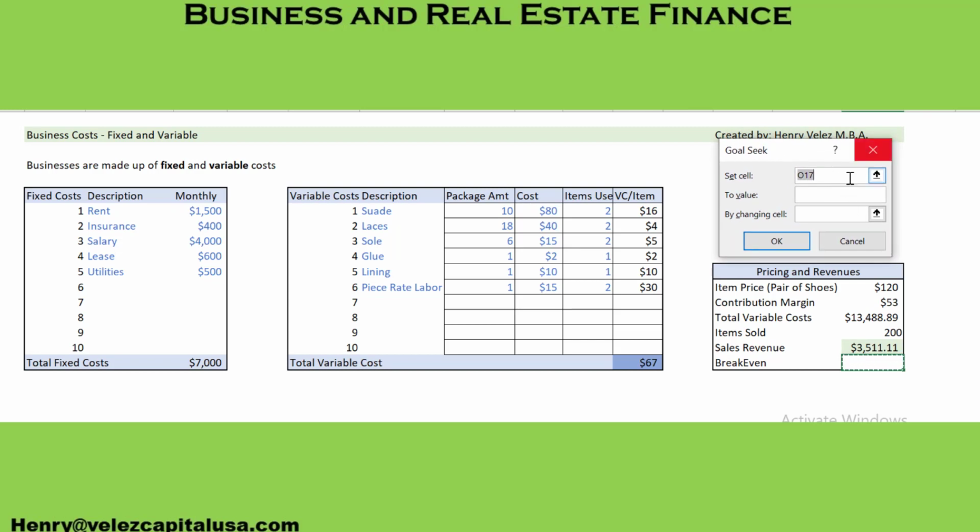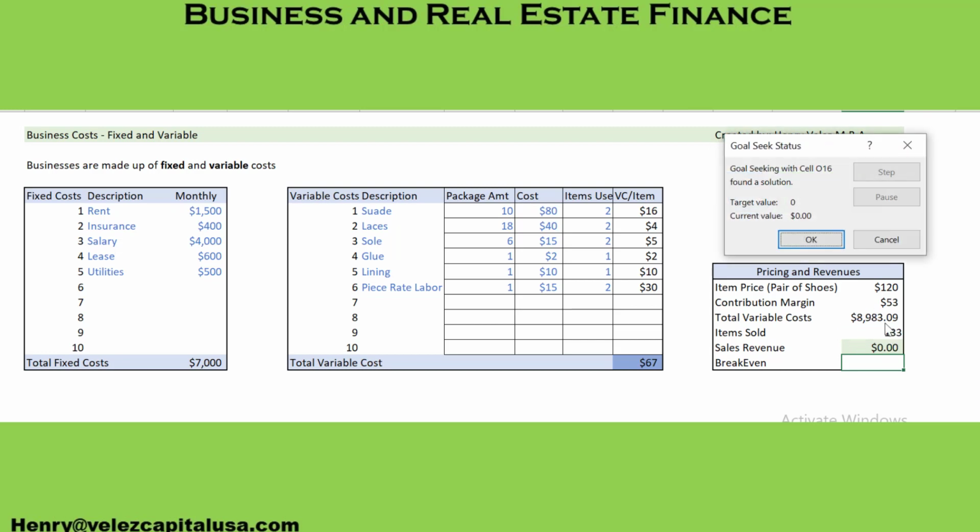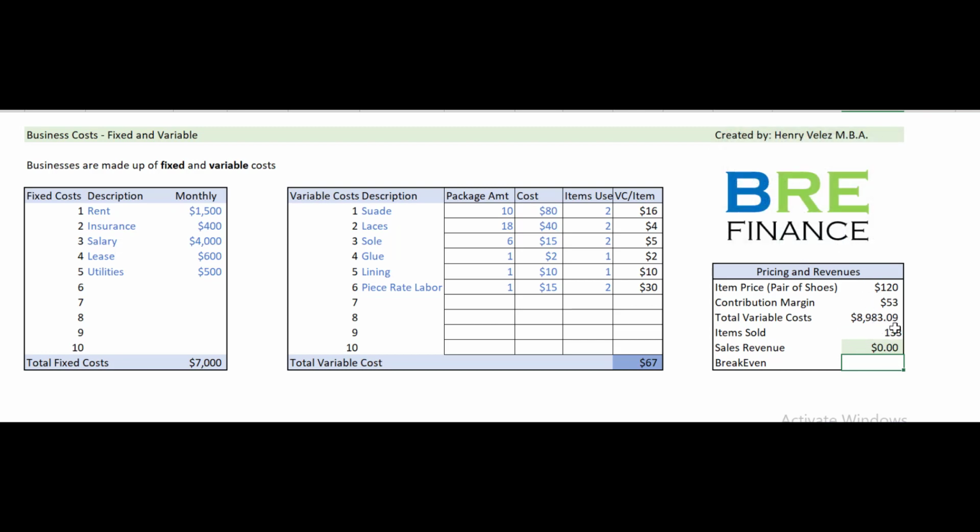And GoalSeek is going to iterate between certain numbers to get a required number. So we're going to set sales revenue. We want that to go to 0. So we don't want to be negative, but we want to break even at 0. And by doing that, we're going to change the items sold. So that's going to change the items sold until the sales revenue is 0. So we get 133 items sold.